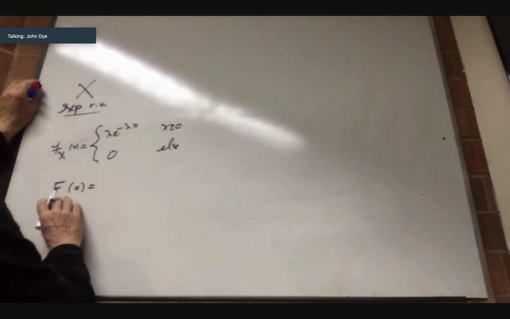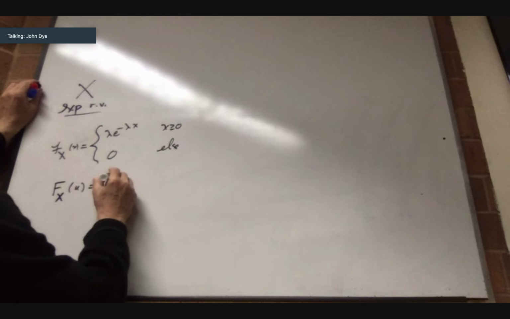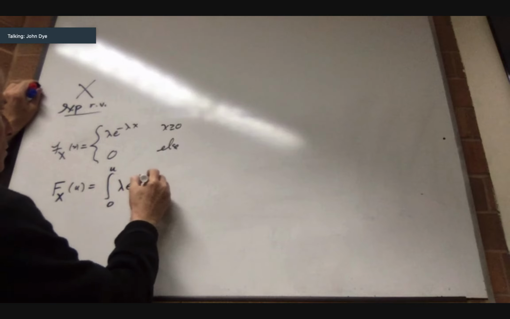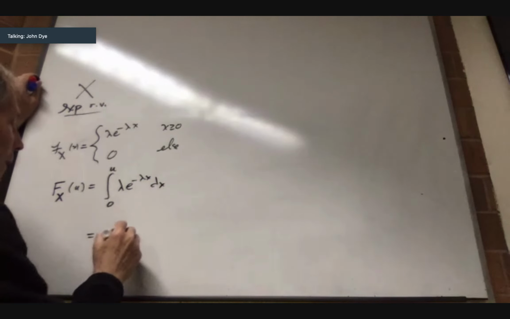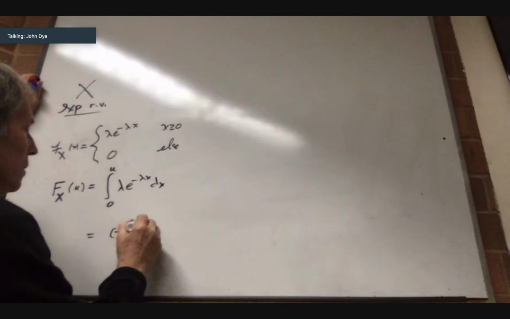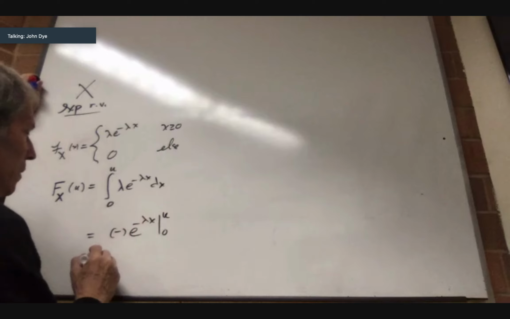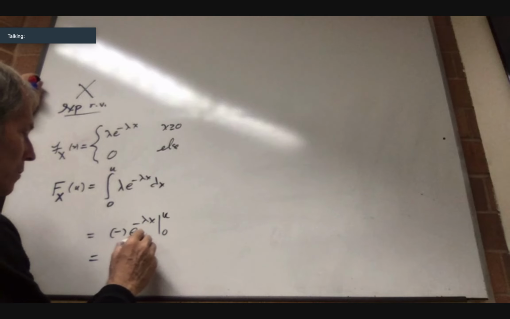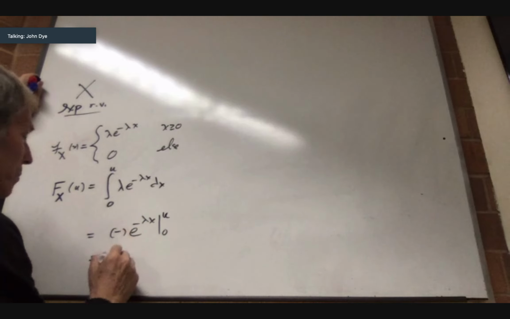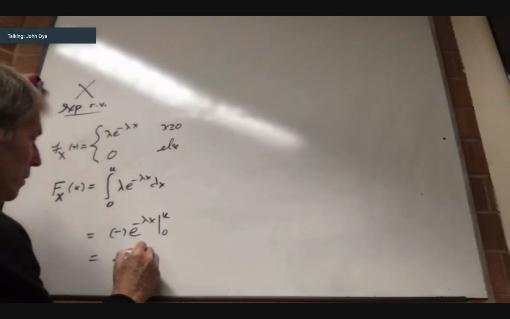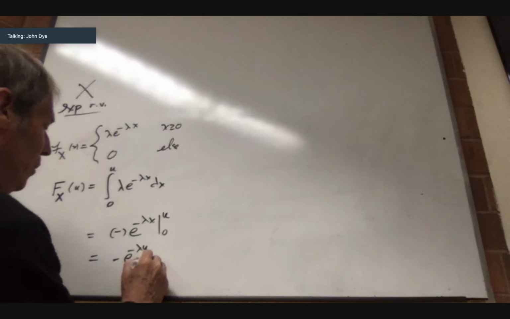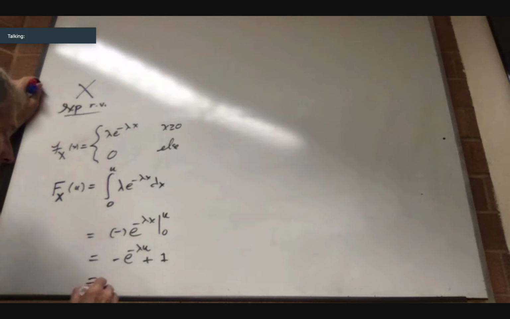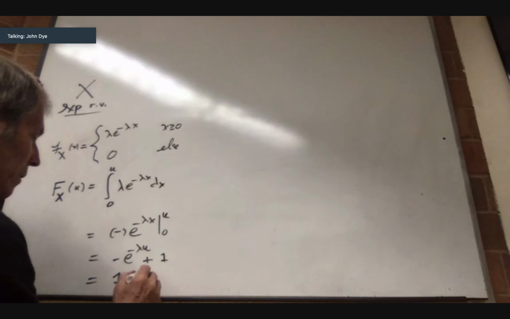So this is the CDF of x. How do I calculate that? From 0 to u, lambda e to the minus lambda x dx, and this is minus e to the minus lambda x from 0 to u. So it's minus e to the minus lambda u, plus, if I evaluate at 0, that's 1. So 1 minus e to the minus lambda u.